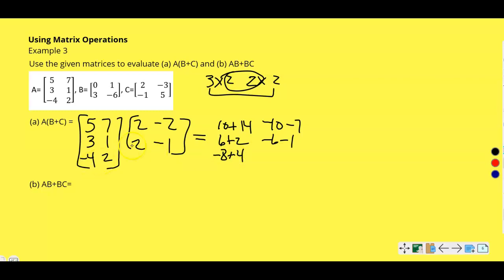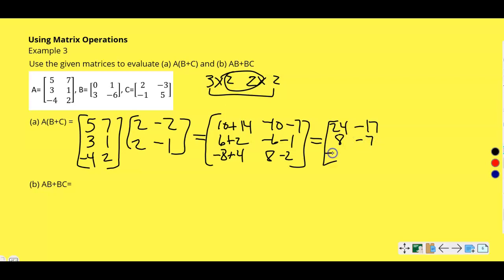And then we're going to do the last row by the second column. Negative 4 times negative 2 is positive 8. And 2 times negative 1 is negative 2. All right, so that's our matrix. Now we just have to simplify. All right, so 10 plus 14 is 24. Negative 10 minus 7 is negative 17. 6 plus 2 is 8. Negative 6 and negative 1 is negative 7.